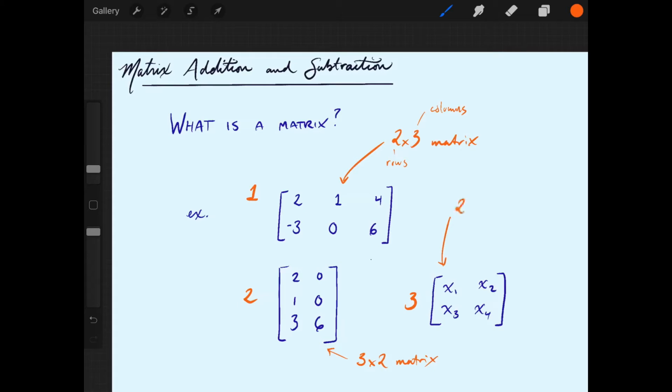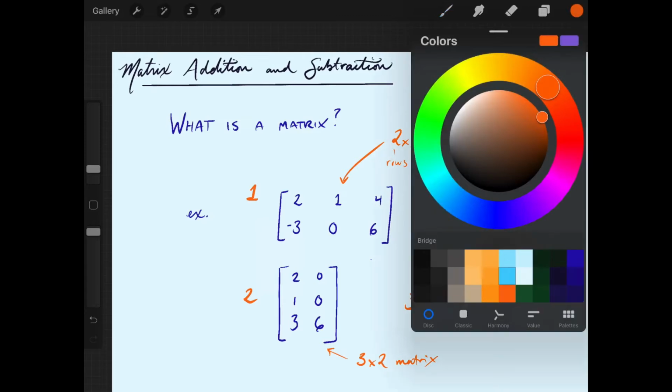And example 3 is a 2 by 2 matrix. I'm hoping you can see that there are 2 rows and 2 columns. By the way, if the number of rows and columns are the same, we can also just call it a square matrix. So that's a little bit about what a matrix is. Even if we're not sure exactly why we care about these things or what they do, at least maybe we could recognize one if we saw one.